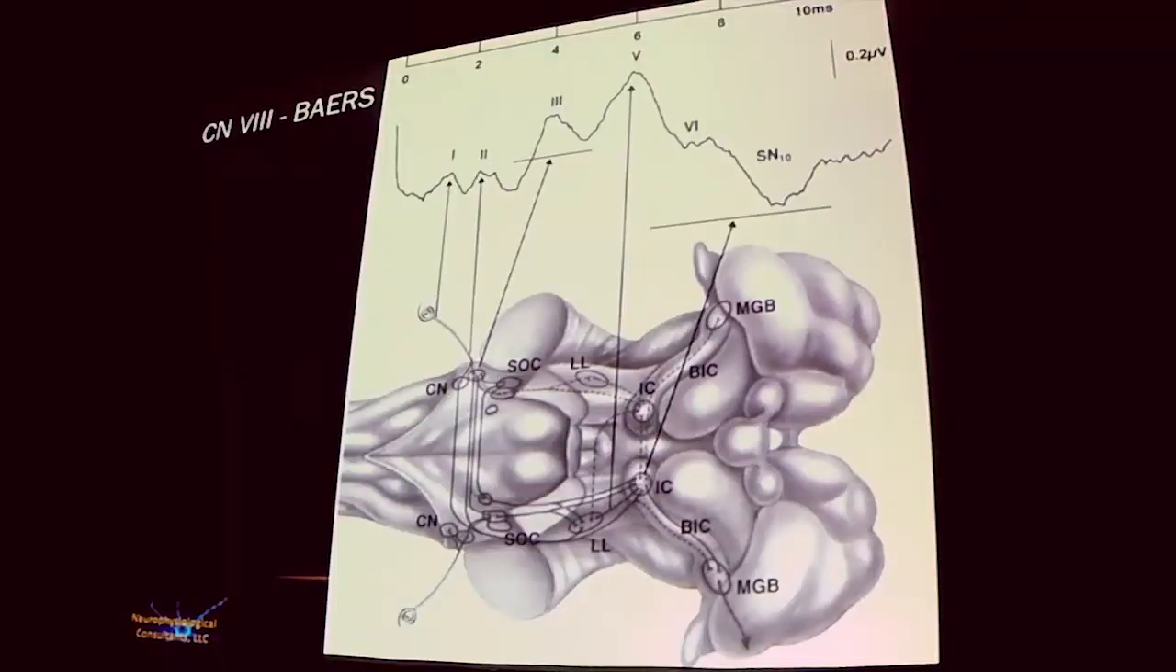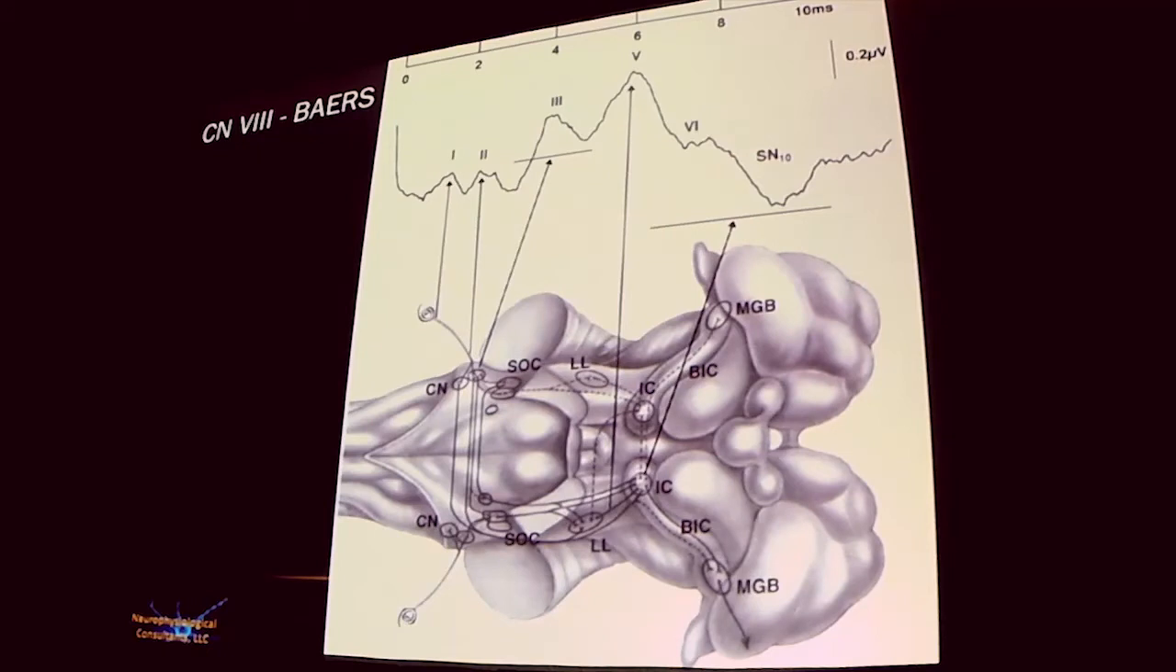Wave 3 is between the cochlear nucleus and the superior olivary complex. Wave 4 is thought to be in the lateral lemniscus. This doesn't even show wave 4 here, but wave 4 is probably about here, in the lateral lemniscus, and then wave 5 is thought to be generated in the inferior colliculus.